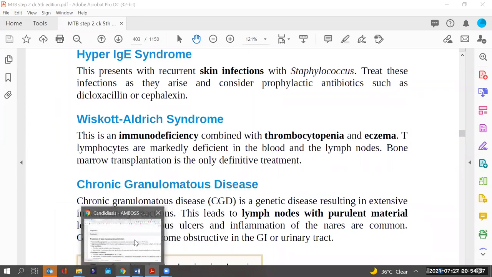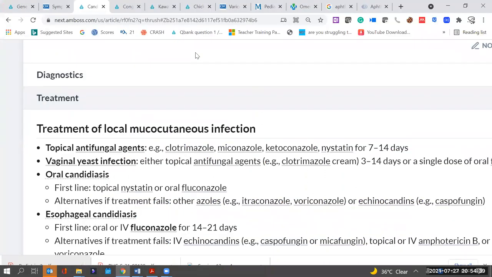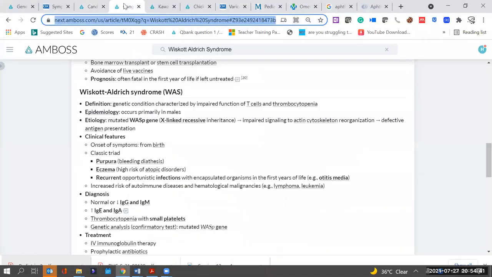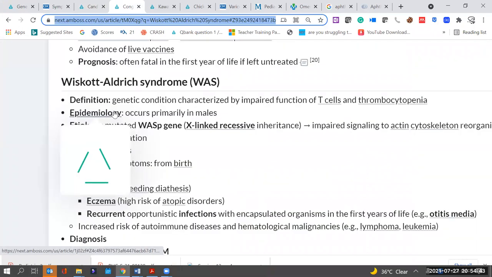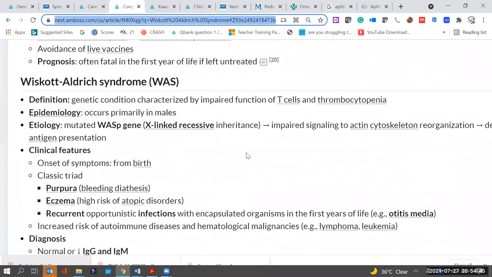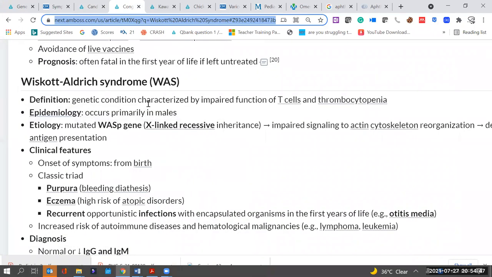But we should do it in detail. That's why I'll take you through it. So see, it's Wiskott-Aldrich syndrome. It's a genetic disorder characterized by impaired function of T lymphocytes.